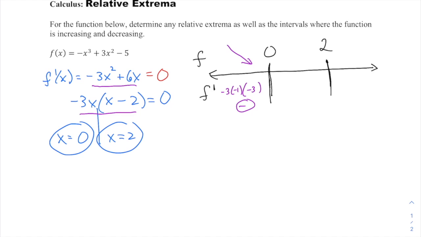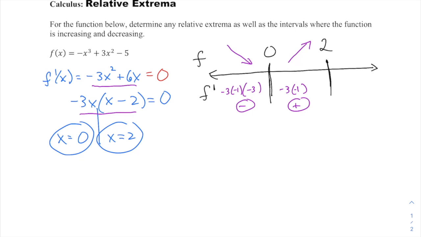Positive 1 is pretty easy. When I plug in positive 1, I'm going to get negative 3 times 1 minus 2. It's negative 1 on the inside of that factored quantity, and I'm going to get a positive f prime value, which means f is increasing. So between 0 and 2, f is increasing.